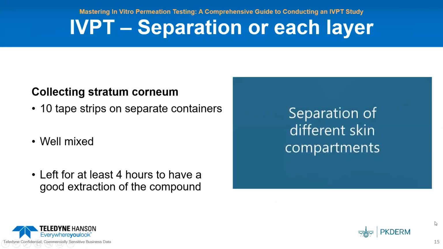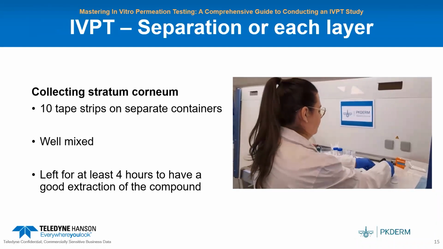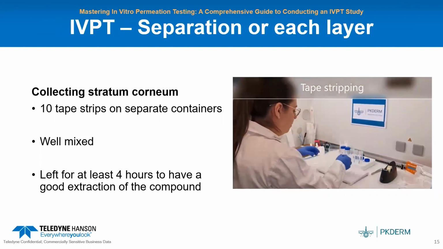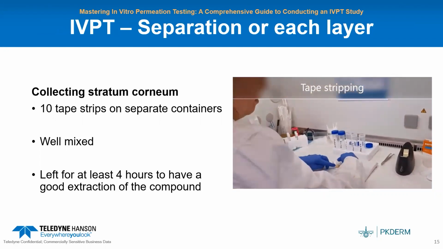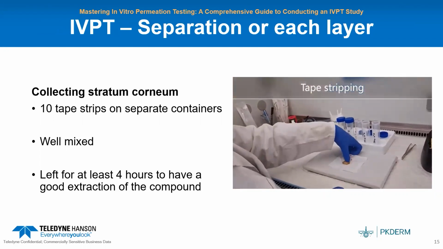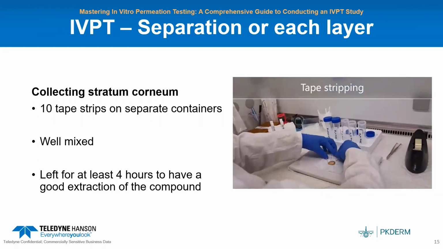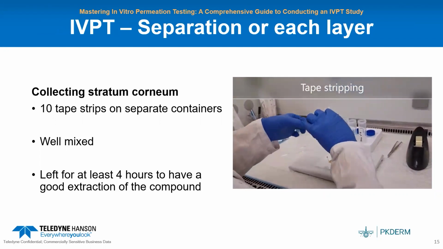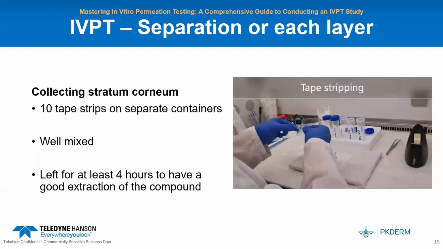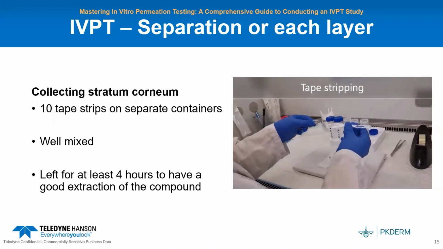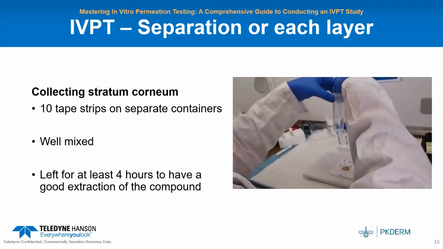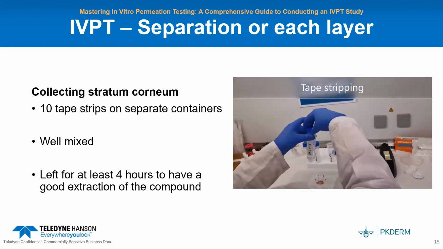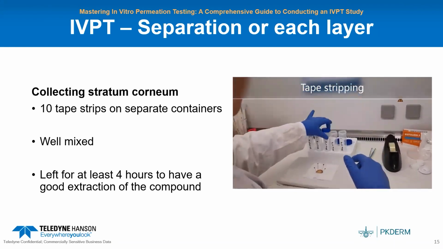After removing excess formulation, we can separate the different skin compartments. We first separate the stratum corneum by tape stripping. So how do we perform tape stripping? As you can see, we press an adhesive tape onto the surface of the skin, and then we remove it abruptly. This procedure of application and removal of adhesive tape is repeated 10 times.